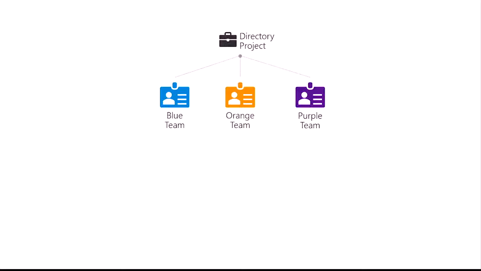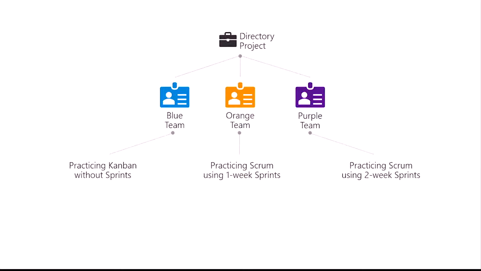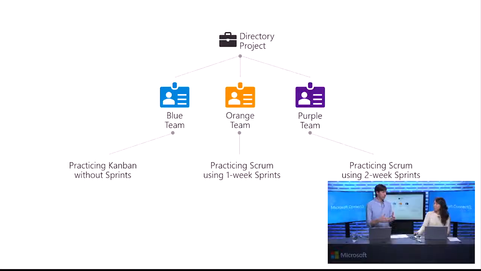Within that project, we've got 3 distinct teams that are working together. We've got the blue team, the orange team, and the purple team. The interesting thing to point out about each one of these teams is that they are all practicing different Agile methodologies. Our blue team is practicing Kanban without using sprints. The orange team is practicing Scrum using 1-week sprints. And then we've got our purple team, which is practicing Scrum using 2-week sprints. So we've got a lot of variety here in the types of teams in this project.